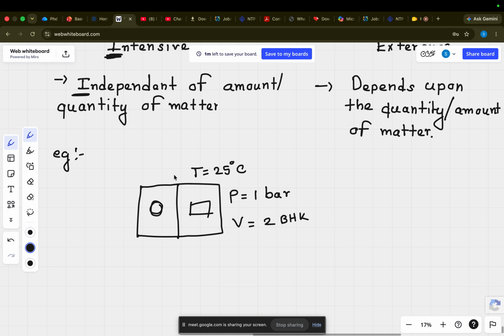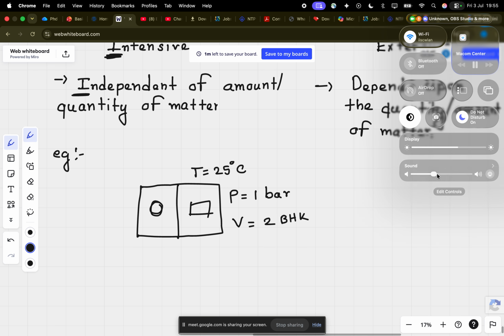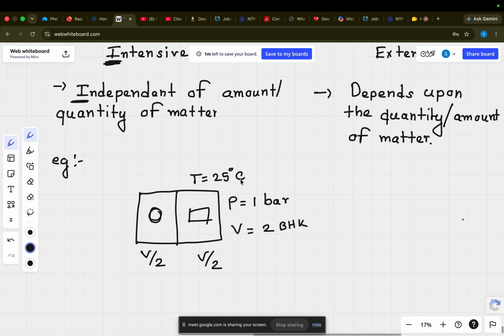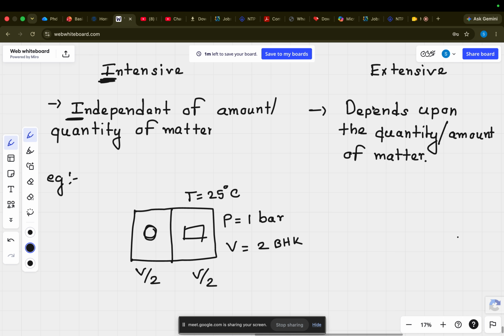Now tell me, which parameter will change among temperature, pressure and volume? Volume will change. Basically, if I divide it into two compartments, the volume becomes V by 2 for this half and V by 2 for the other half. Will temperature and pressure change? No, sir. They are constant, because we do not feel different temperatures in different rooms of our home, right? Temperature and pressure will not change. If they are not changing, that means they are intensive or extensive? Intensive. And whatever is changing is your extensive. Okay, so that is the thing.